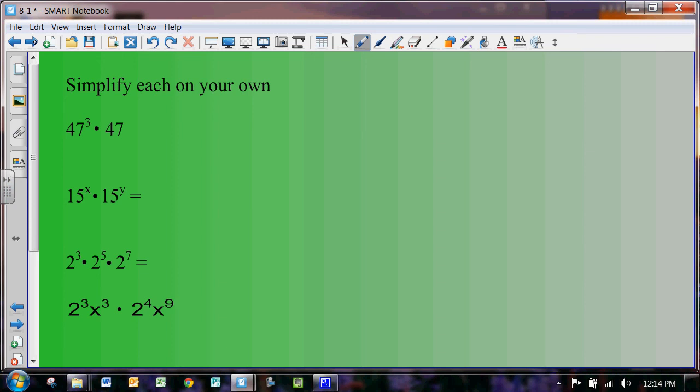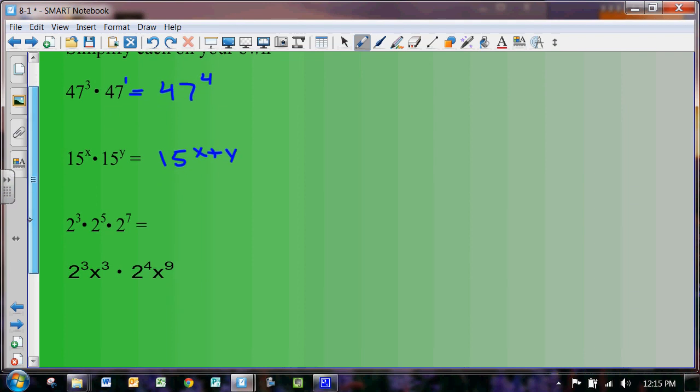All right, so welcome back. We got 47 to the third times 47. So in this case, we have an imaginary 1 up here because there's only one of those 47s. So this gives us 47 to the fourth. Our second one, 15 to the x times 15 to the y, gives us 15 to the x plus y. You can combine them like that, having that plus sign in there.